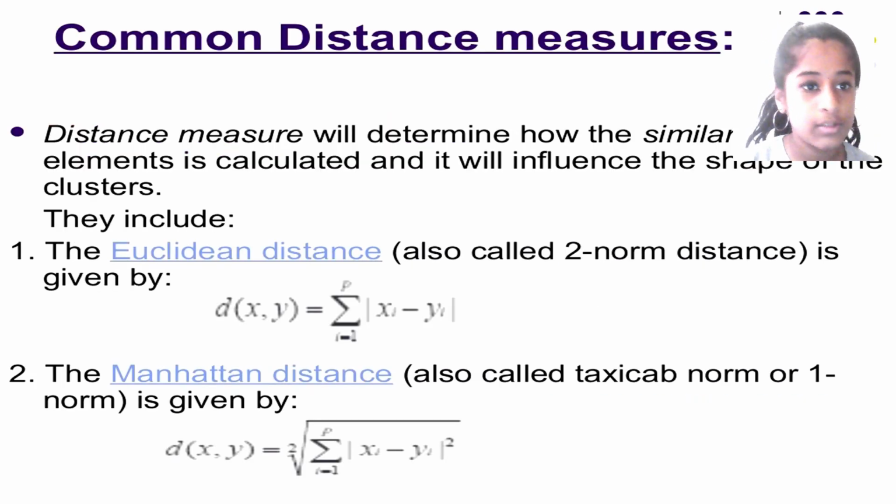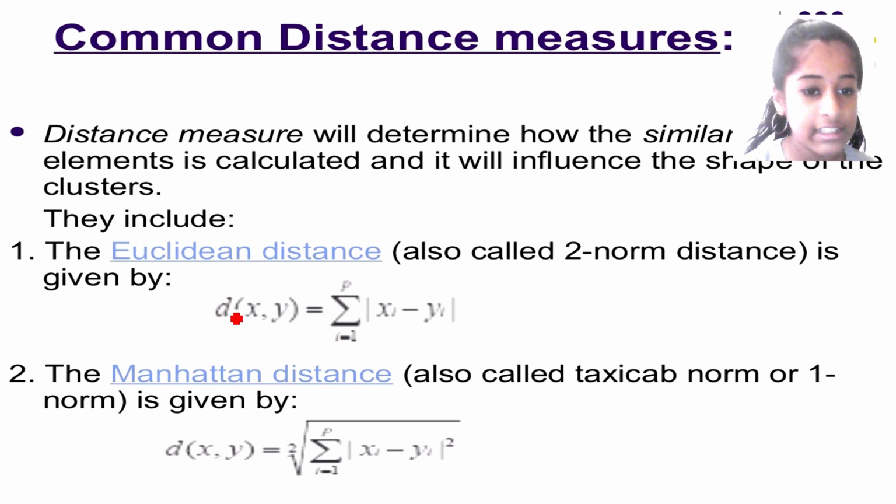So common distance measures. How do we even measure the distance? There should be some formula. You can't just say this is near, this is near. So let's check that. The distance measure determines how the similarity of two different elements is calculated. The first one is going to be Euclidean distance, also called two-norm distance. This is a method used for calculating the distance. So let's see its formula.